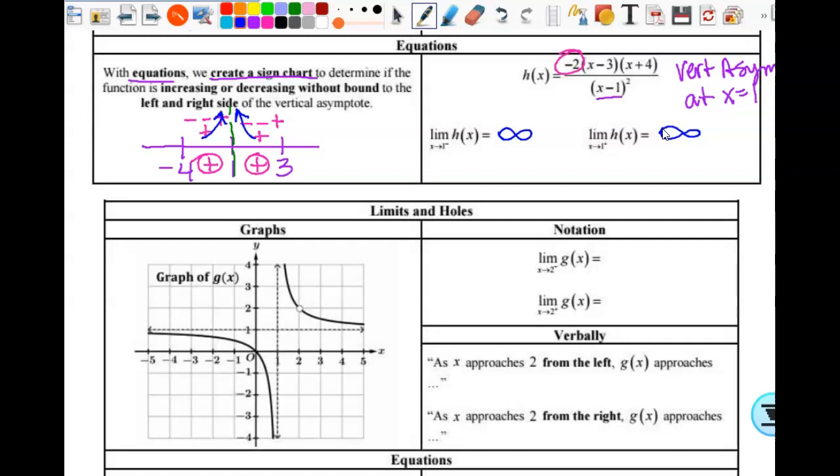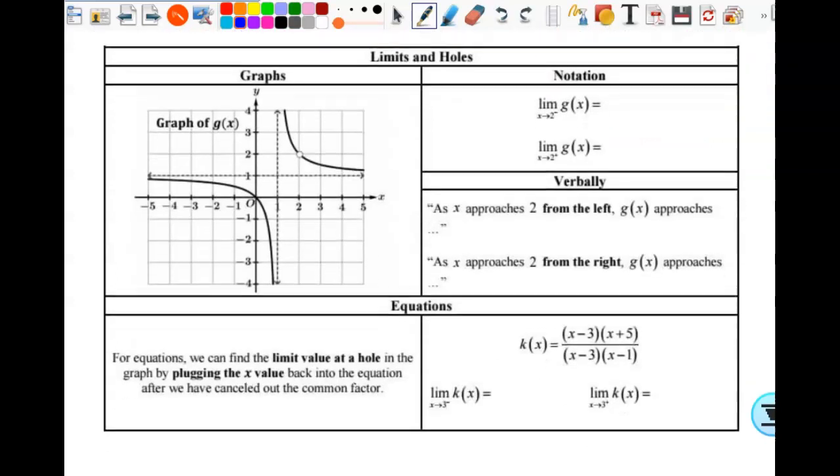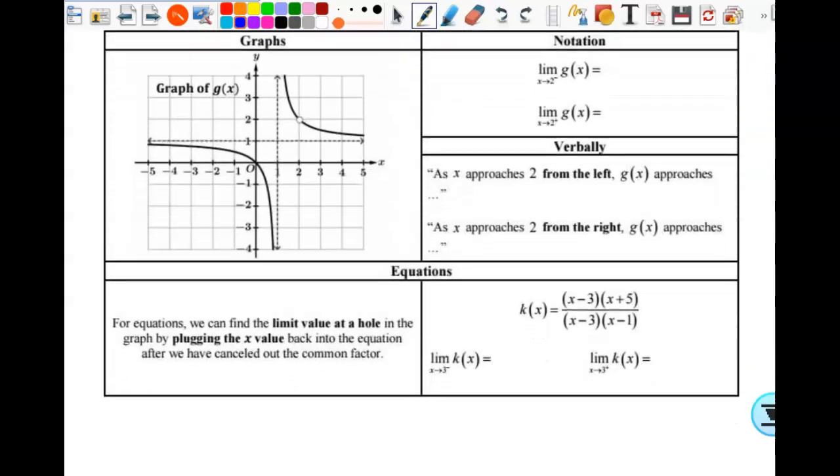Yes, because some people are using them wrong. Okay, so you might want to check that on your quizzes too. Like, I think with the letters, I don't know that some of you know what they really mean. So, all right, so limits and holes.